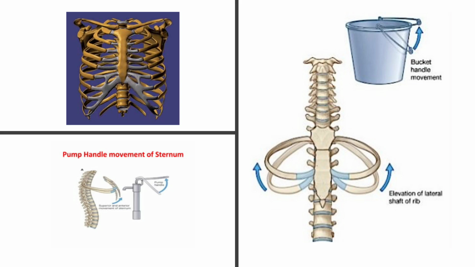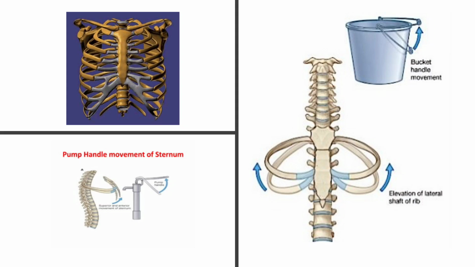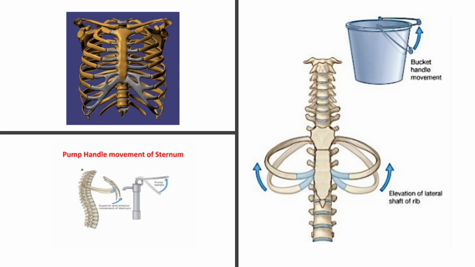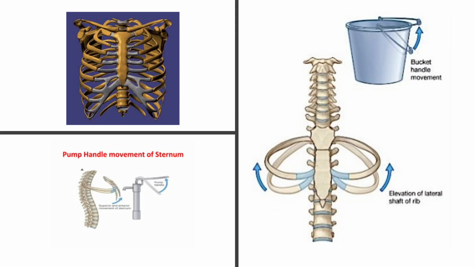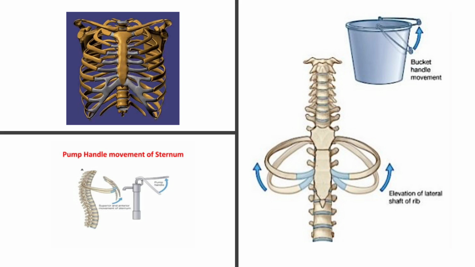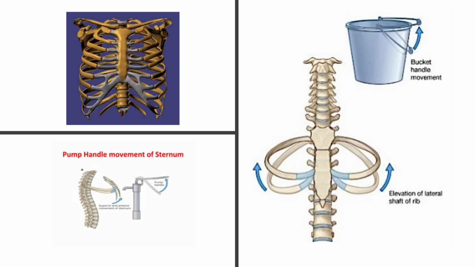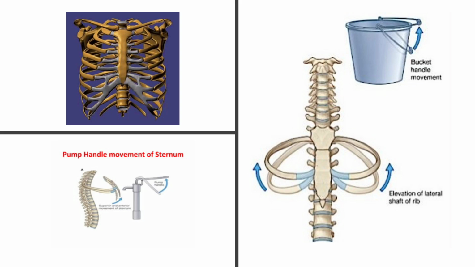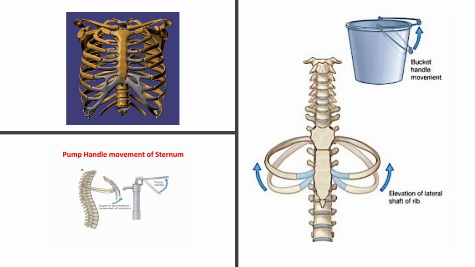Due to contraction of the external intercostal muscles, another type of movement may occur, that is the pump handle movement. The upper four ribs rotate the sternum in an upward and outward direction by this pump handle movement. You can see on the left hand side, it is moving the sternum and the thoracic cage upward and outward. So this will increase the anteroposterior diameter of the thoracic cage. The bucket handle movement will increase the transverse diameter, whereas the pump handle movement will increase the anteroposterior diameter.